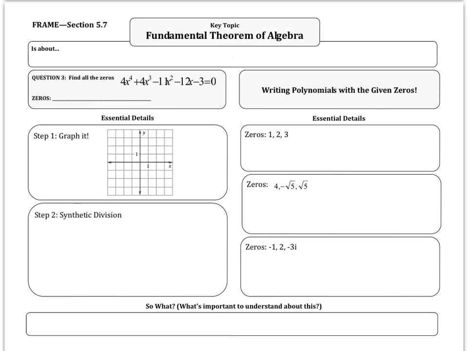So our key topic is still the fundamental theorem of algebra, and this is about finding all our zeros. The fundamental theorem tells us how many zeros there's going to be. It's going to be what our degree is. This first problem right here, the degree is 4, so we're going to have 4 zeros that we should expect to see. So first start by putting it in your graphing calculator.